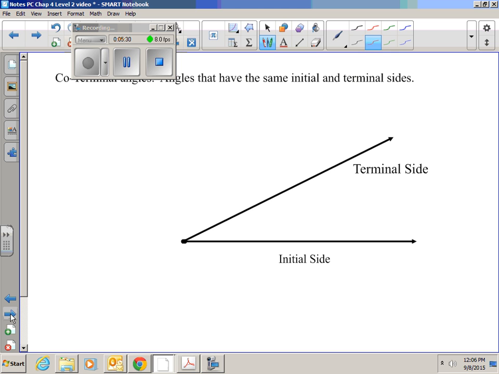Next, let's talk about angles. An angle has two sides, the beginning side, or the initial side, and the ending side, or the terminal side. Okay? This angle right here, let's approximate it to be about 30 degrees. Its beginning side is always pointing due east. So here's the initial side, here's the terminal side.